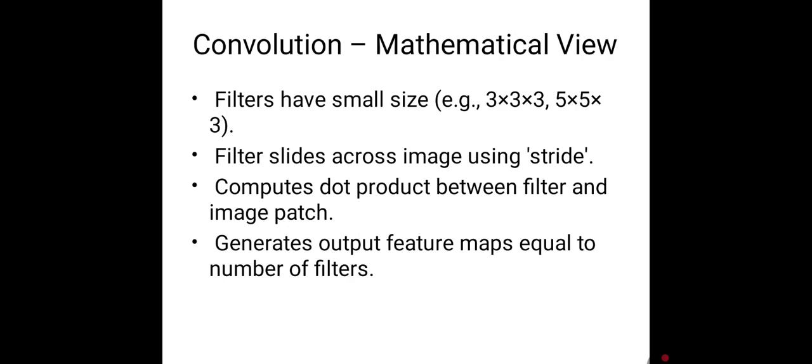Next is convolution's mathematical view. Let us understand the convolution mathematically. Filters usually have smaller sizes like 3 cross 3 cross 3 or 5 cross 5 cross 3. These filters slide over the input image with a specific stride, which is the number of steps the filter moves each time. At every location, the filter performs a dot product with the corresponding part of the image. If we use multiple filters, each filter produces one feature map, so the number of output feature maps is equal to the number of filters.